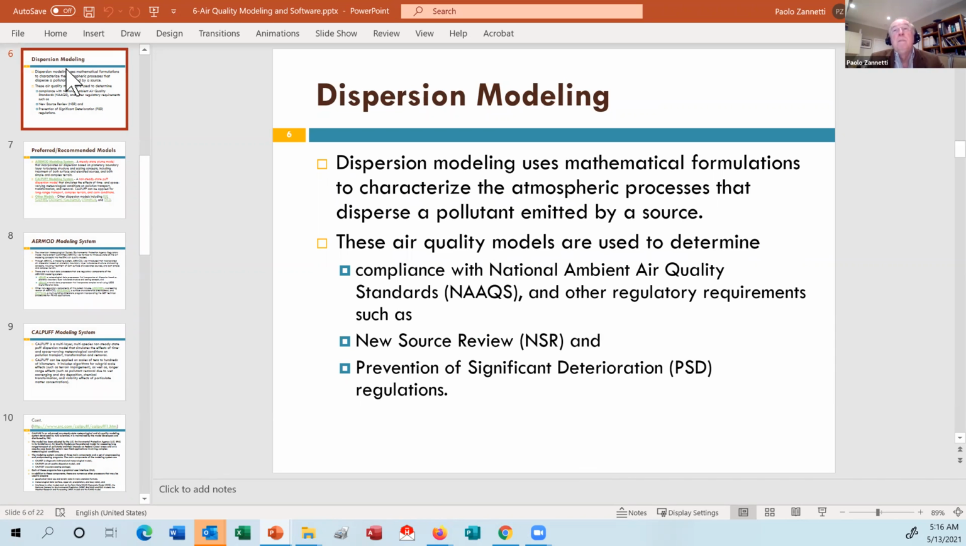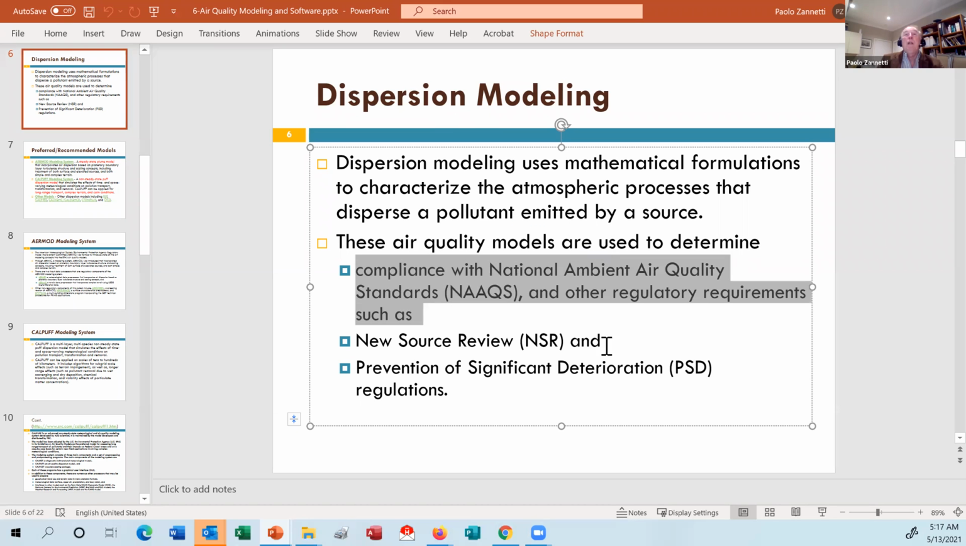Dispersion modeling, we had a long discussion yesterday about what you can use. You can use AirMod, you can use CalPuff, you can use a particle model. In the United States, dispersion modeling is used mostly to show compliance with the national ambient air quality standards, especially for new sources. You have to show that the air quality standards will not be exceeded. So if you include background, if you include the contribution of other existing sources, and you want to add a new source to your environment, you have to show that this increment will not exceed the national ambient air quality standard.